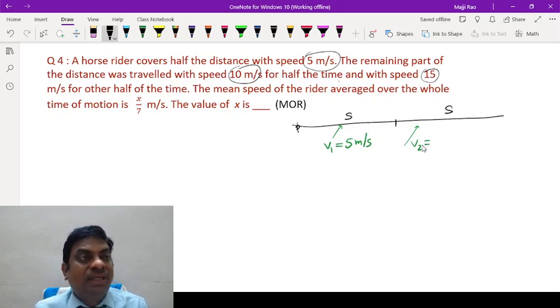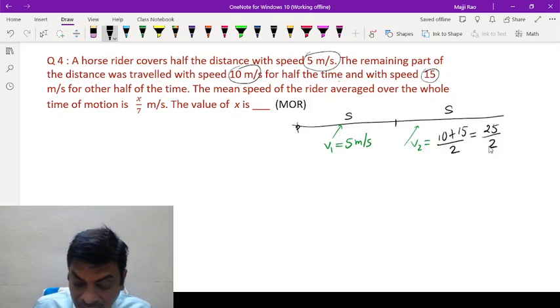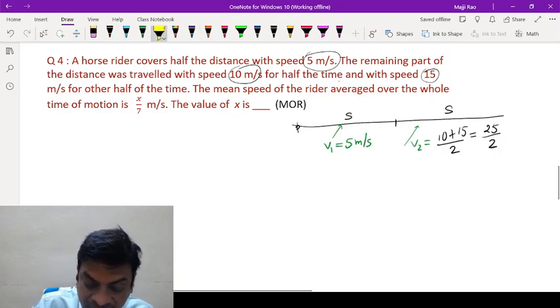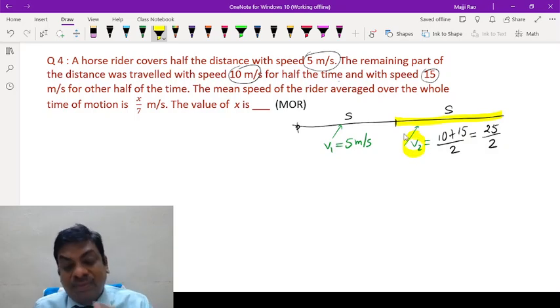Again, I'll repeat my statement. If a person travels in equal time intervals with different speeds, then the average speed for the entire journey can be obtained as the arithmetic mean. So here the arithmetic mean of 10 and 15 will be (10 plus 15) by 2, that is 25 by 2. Now, once we get the average for the second half of the distance, you can assume that the second half of the distance was traveled at a speed equal to the average speed.